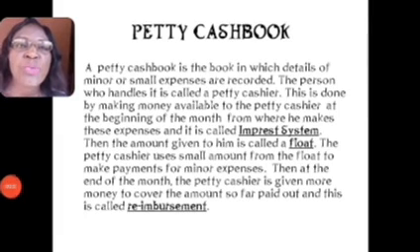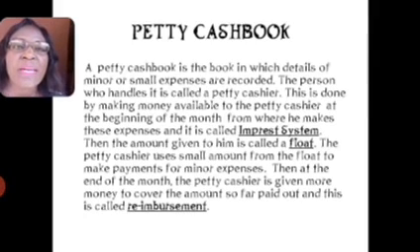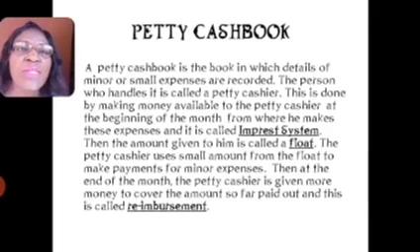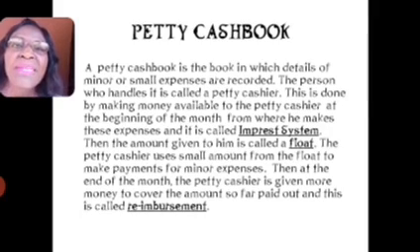Petty cash book. This is the last stage of cash book. Remember, we have studied the single column cash book, the double column cash book, the three-column cash book. Then the last one is the petty cash book. A petty cash book is the book in which details of minor or small expenses made in the office are recorded. The person who handles the petty cash book is called the petty cashier.